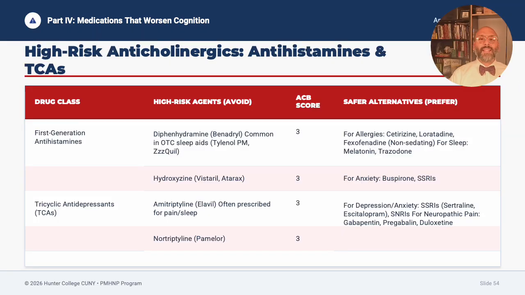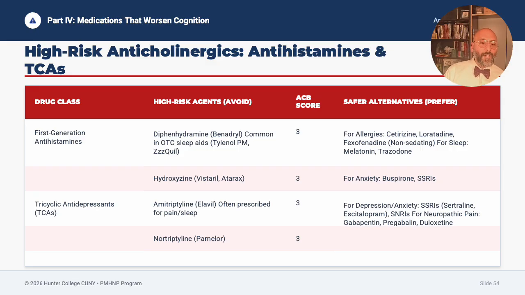So this slide highlights some of the most common and most dangerous contributors to anticholinergic cognitive burden in older adults. The first generation antihistamines are a major culprit. That's diphenhydramine, Benadryl. It's everywhere. It's an allergy med, sleep aids, Tylenol PM, ZzzQuil. These drugs carry an ACB score of 3, meaning strong anticholinergic effects, and are directly associated with delirium, confusion, falls, and accelerated cognitive decline. Hydroxyzine falls into the same category despite being prescribed for anxiety and itching. It's not benign in older adults. It also has a score of 3.